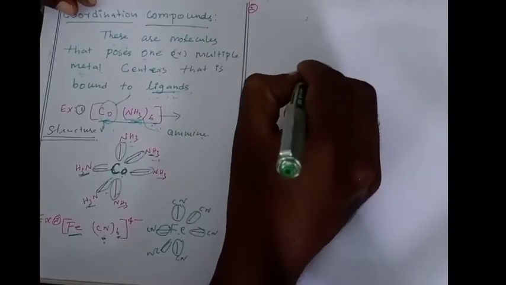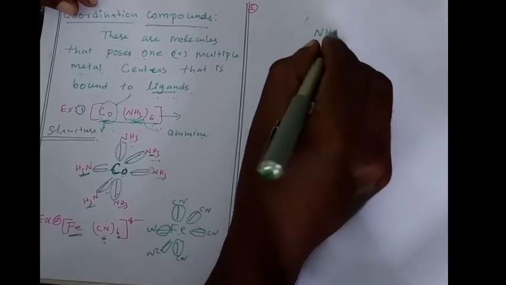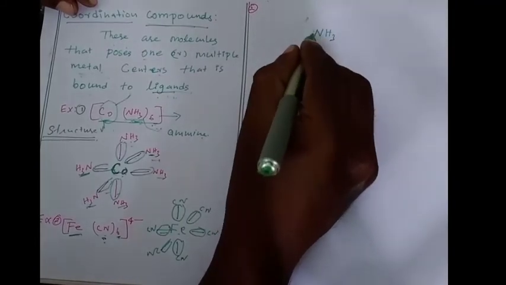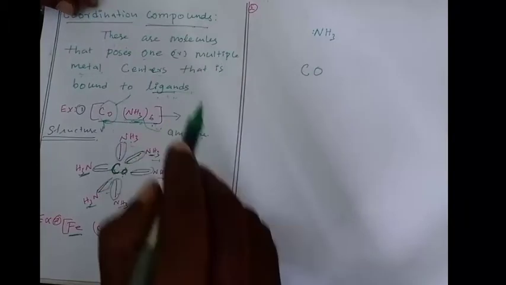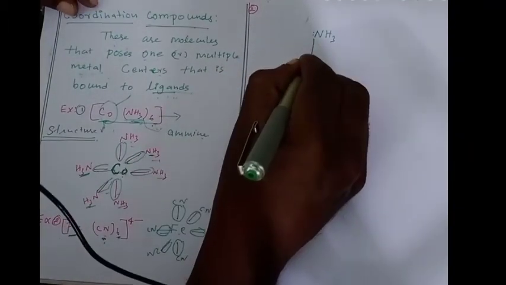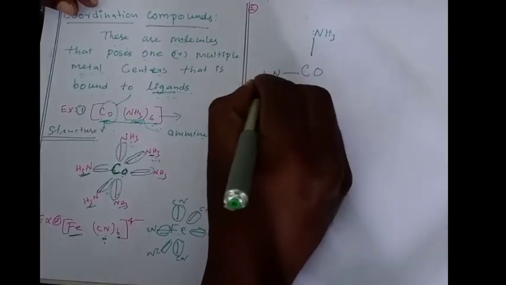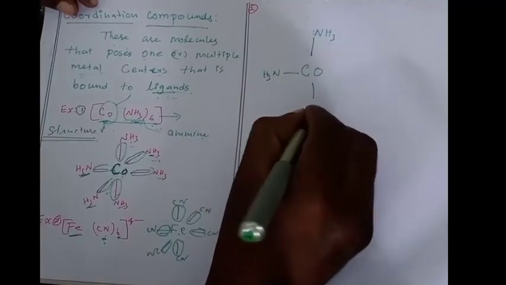This is a central metal atom, Co, and NH3. Nitrogen has one lone pair of electrons, that is one lone pair. You know well, one lone pair of electrons is equal to one bond. That means you make one bond, that's it. Same way NH3.